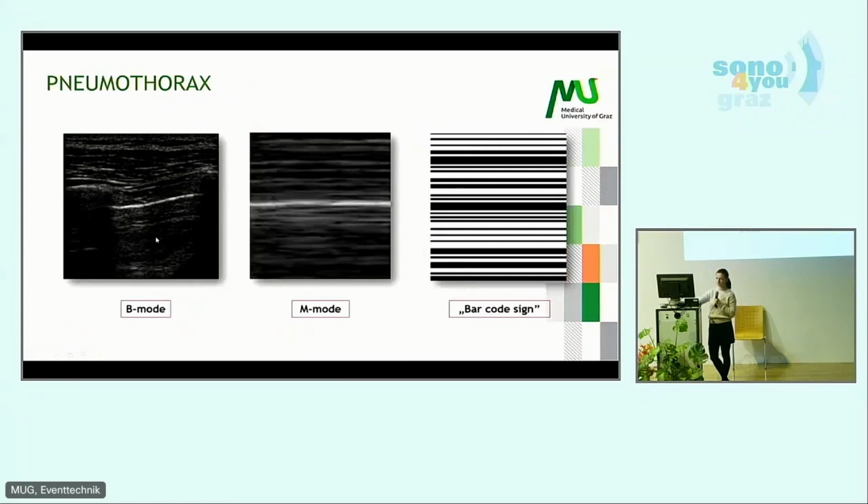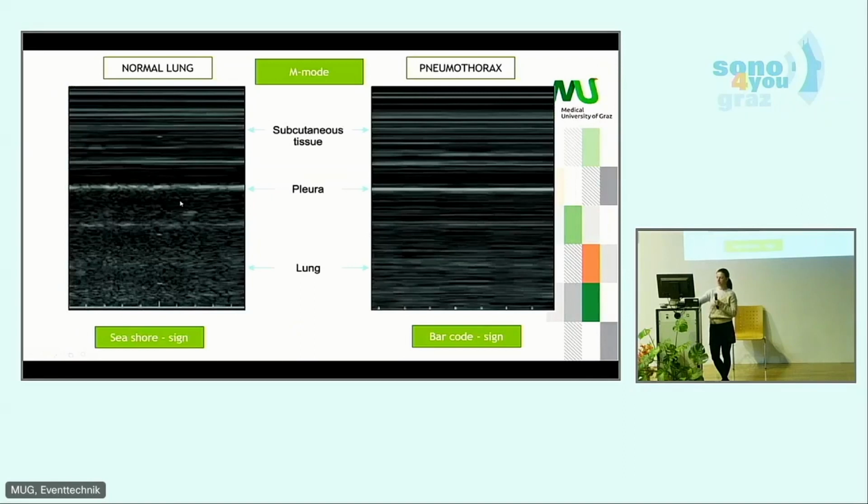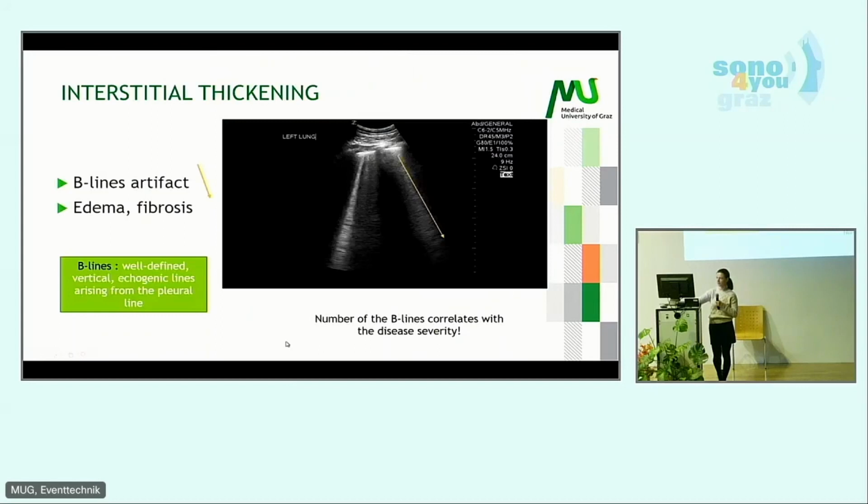Pneumothorax, we went through it yesterday, so there are no rib ends. In B mode, we see this barcode sign, just reverberation artifacts of the pleura, and it is schematized. One more comparison on the left side, the seashore sign. So we have lung, pleura, and thorax, subcutaneous tissue. And in pneumothorax, we see underneath the pleural line just the artifact.